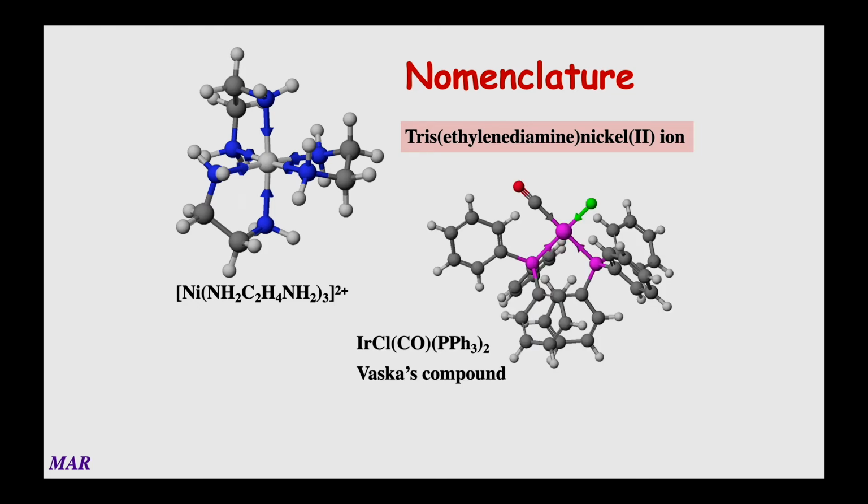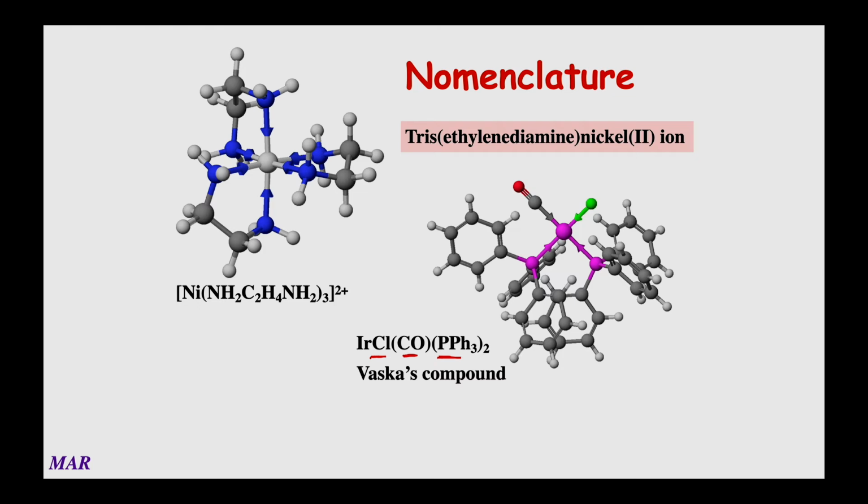Vaska made this compound. Everybody calls it Vaska's compound. Nobody calls it by its real name. What's wrong with them? Anyway, in this compound, we have a chloro, CO, which is carbon monoxide. If you remember, we call this carbonyl. And this crazy thing, it's triphenylphosphine. That's the name of that ligand. That's another kind of ligand in this particular molecule.